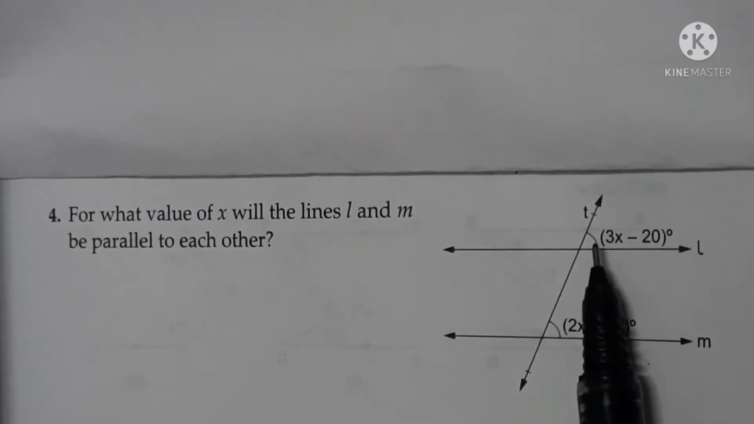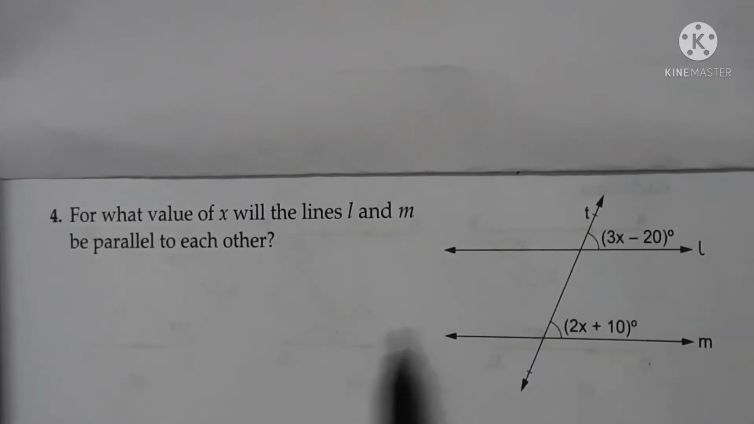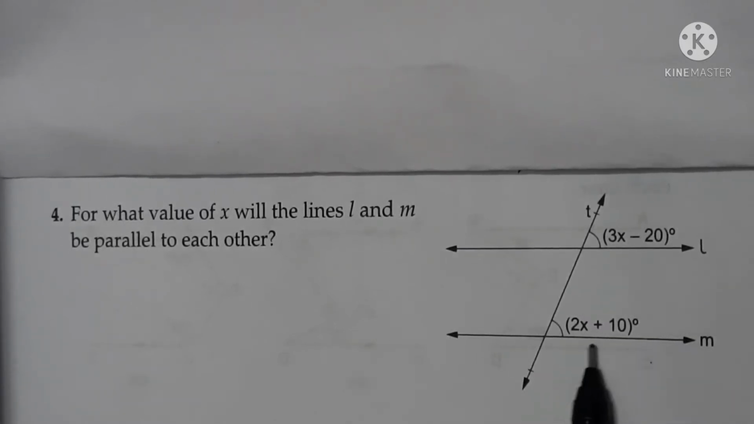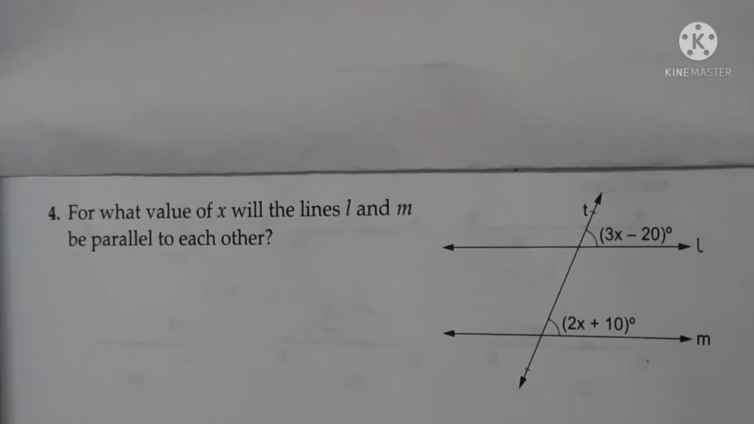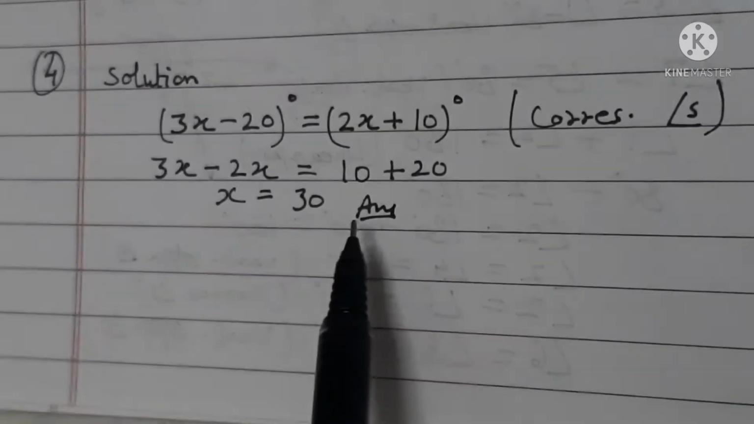So it means these two angles are a pair of corresponding angles. It means both are equal. So write down 3x minus 20 degree is equal to 2x plus 10 degree and solve. Then you will get the value of x. See, this is the value of x.